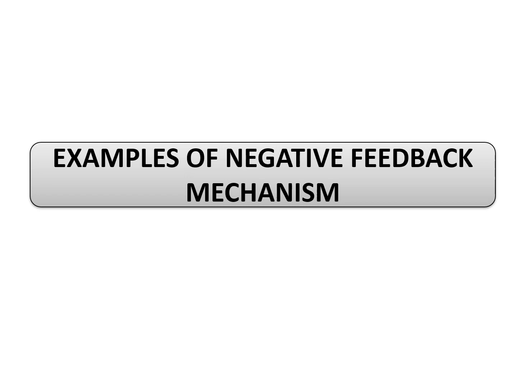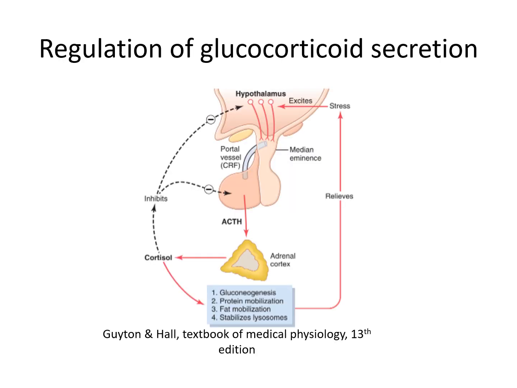We will see some examples for negative feedback mechanism. Most of the hormonal regulation, temperature regulation, pH regulation, and blood pressure regulation are examples for negative feedback systems. And here we have an example showing the regulation of glucocorticoid secretion.